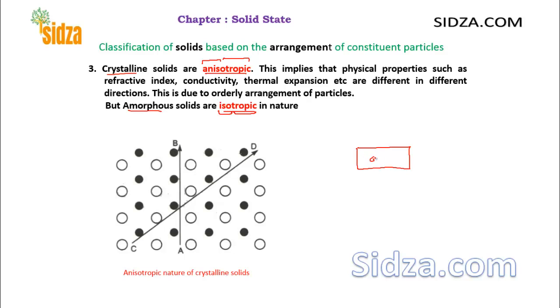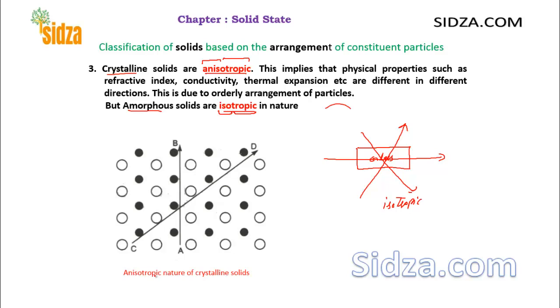Suppose this is a glass, and we know the glass is an amorphous solid. The refractive index of this glass along this direction, or along this direction, or along this direction will be the same in all the directions. So the refractive index of the glass is the same in all the directions. So this is isotropic. But for the crystalline solids, it is different in different directions, right? The physical property will be different in different directions.